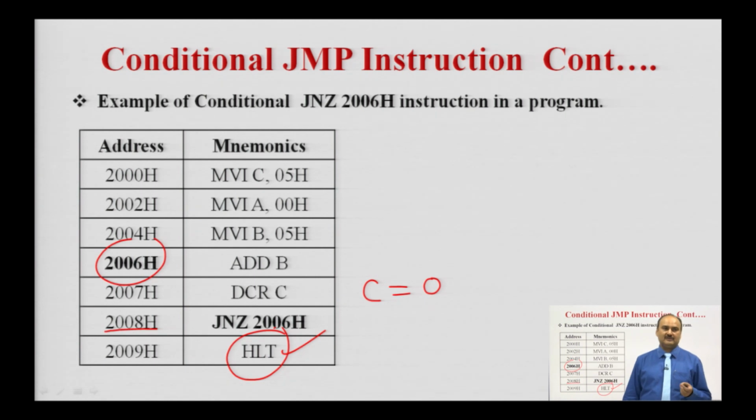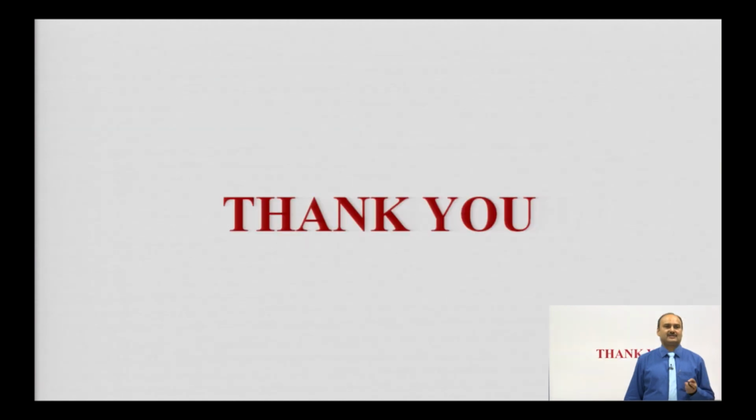Before that, we have seen the unconditional jump instruction, in which the processor does not check any condition and transfers the control from the current memory location to the new memory location specified by the instruction. But in this case, each time the processor will check whether the condition is true or not. If the condition is true, it will transfer the control; otherwise, it will execute the next instruction. That is all.